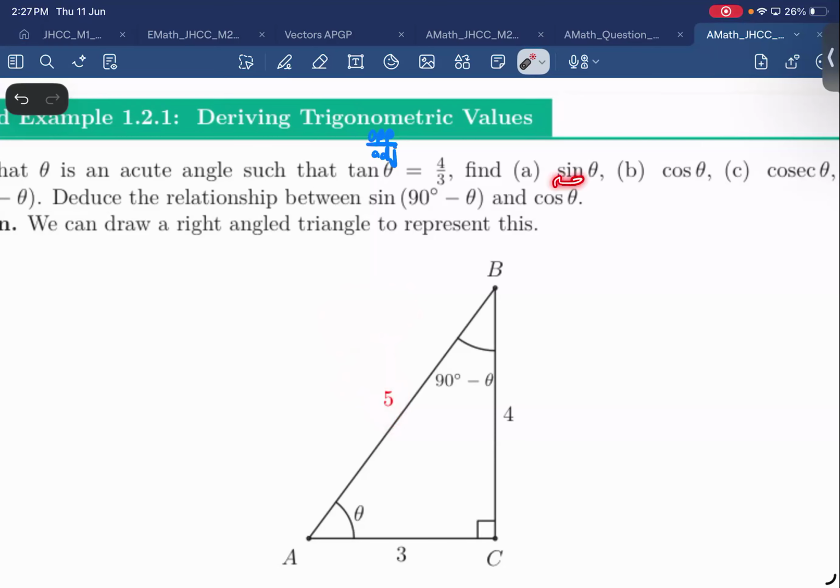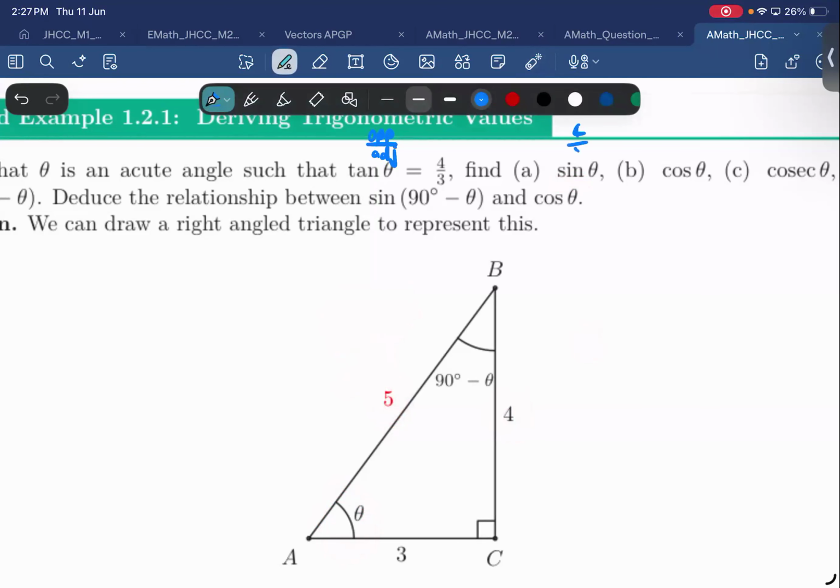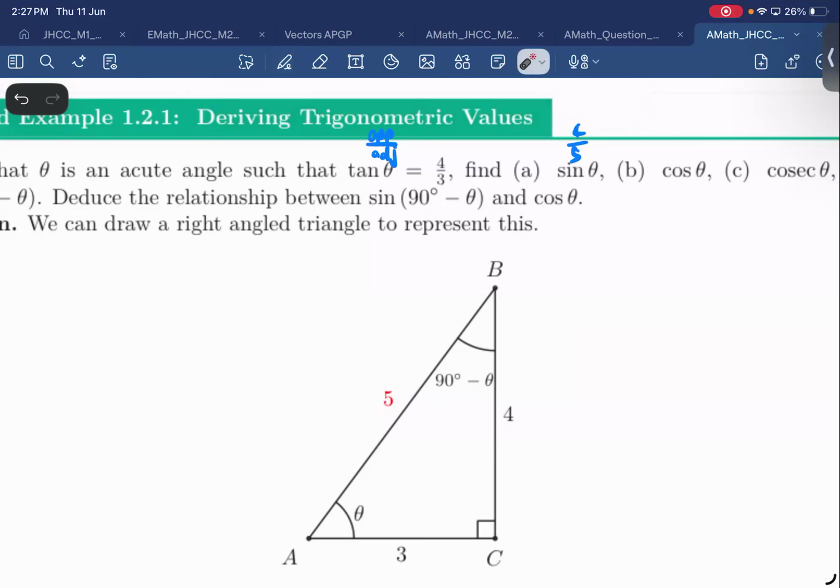So sine theta is opposite over hypotenuse. Theta is this one, so sine theta is opposite over hypotenuse, so it's 4 over 5. Cosine of theta: cosine is adjacent over hypotenuse. Theta is here, so adjacent is 3 and the hypotenuse is 5. So it's 3 over 5.